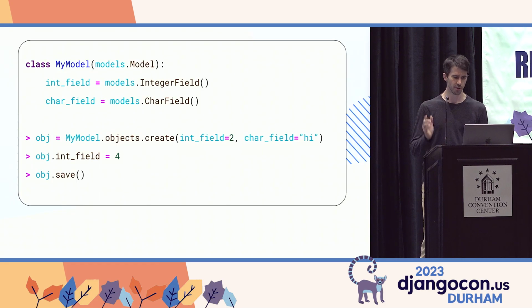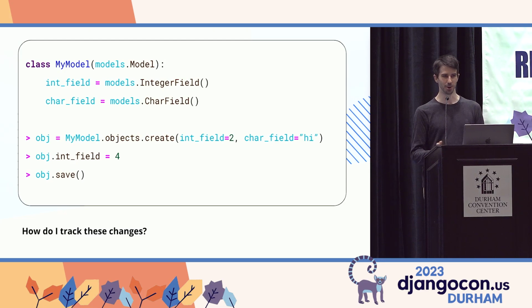So just to jump right into things, let's declare a simple model. We have my model up here. It has an integer field and a char field. Let's say we create this model. The integer field is 2 at the beginning, and the char field is hi. Let's say we update the integer field to 4, and then we save it. Going back to this timeless problem of history tracking, the question that all these apps, and what PG History, try to answer is: how do I track these changes?